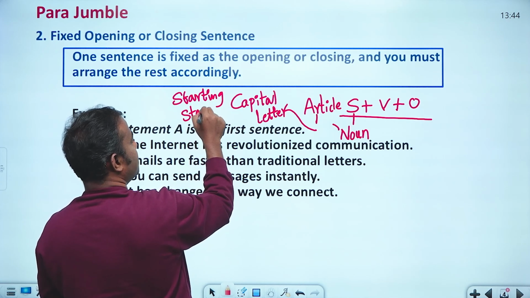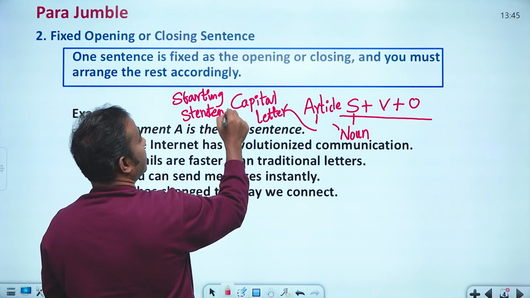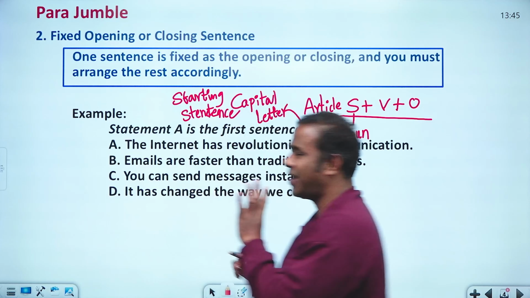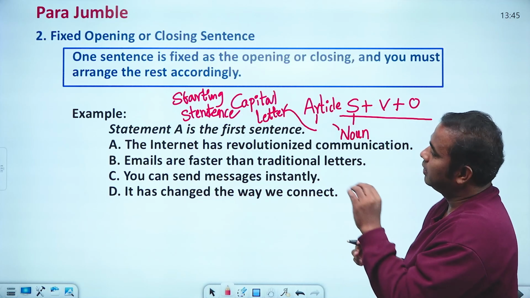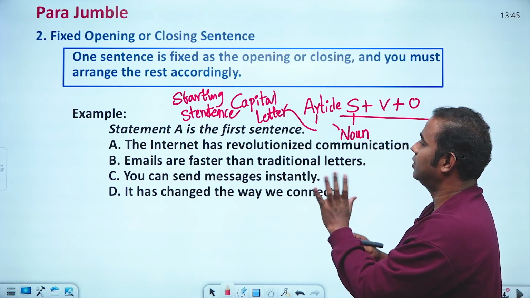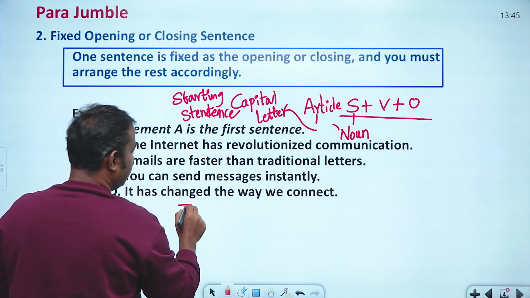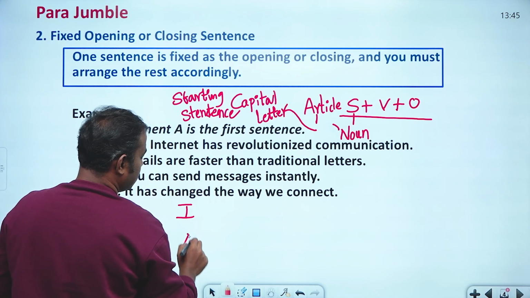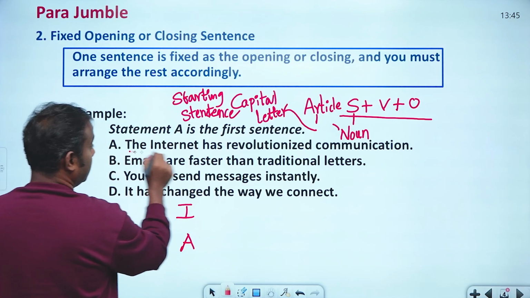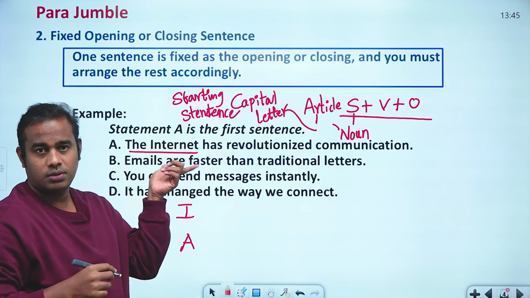Starting sentence is based on... A sentence usually starts with a capital letter. That is a point to keep in mind. Okay, so the internet has revolutionized communication. We cannot change anything here. So the first sentence is basically fixed. That is a capital letter. Here it started with a noun. The noun is the internet.